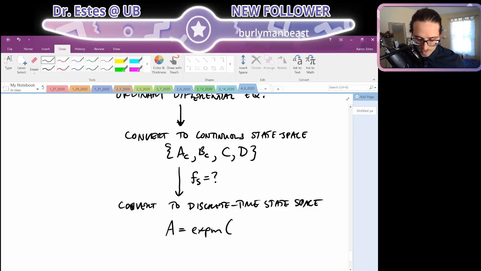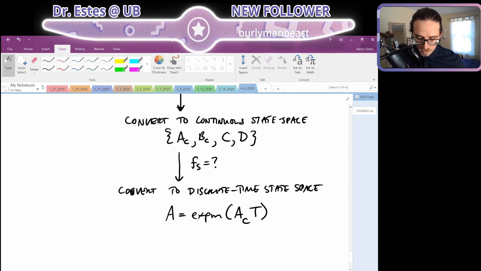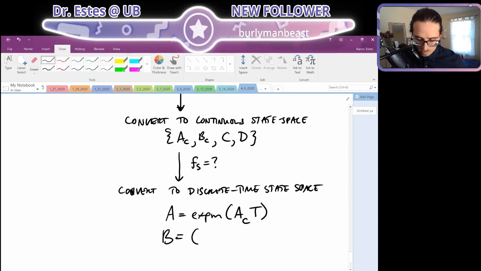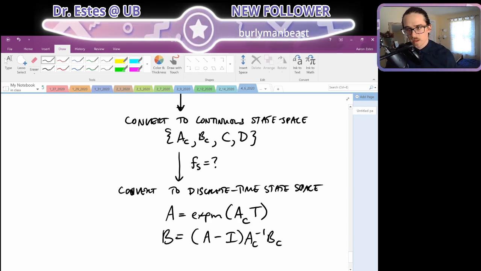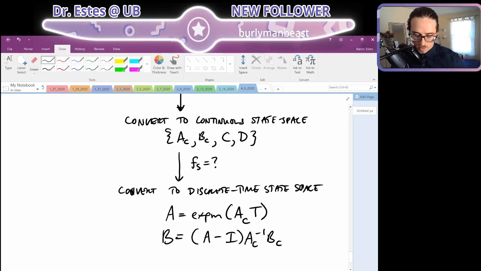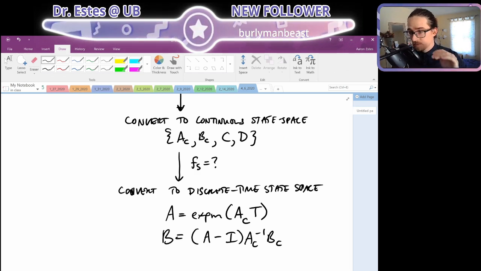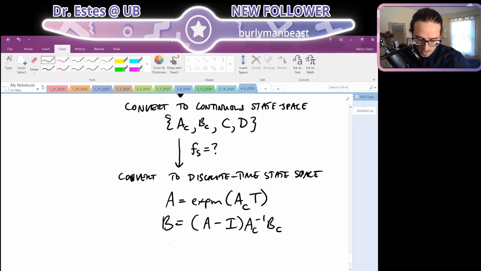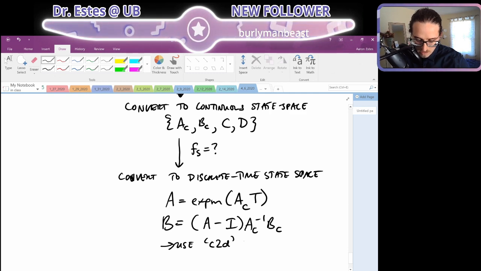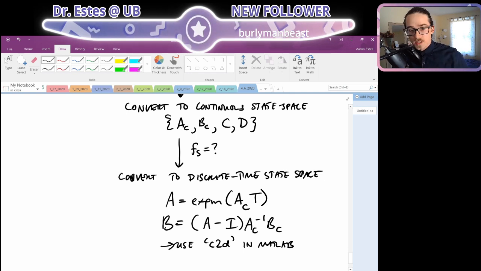It's going to be the matrix exponential of your continuous A matrix times T. B is going to be I minus AC to the minus 1, BC. So those are the equations we use. This assumes zero order hold. So you can use these, or you could use C to D in Matlab, because it uses those same equations.